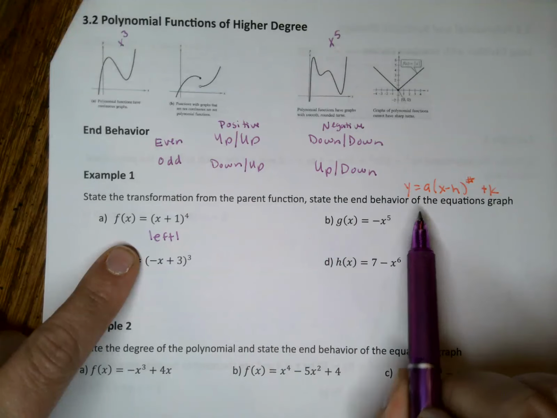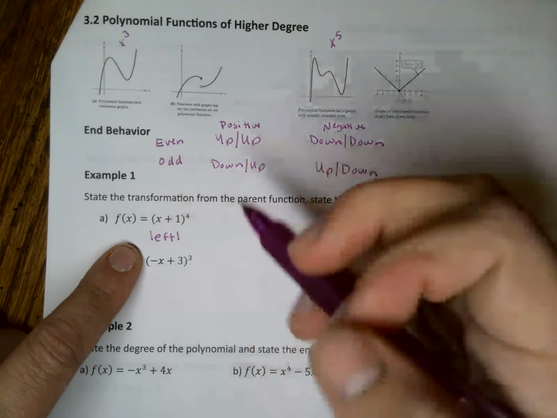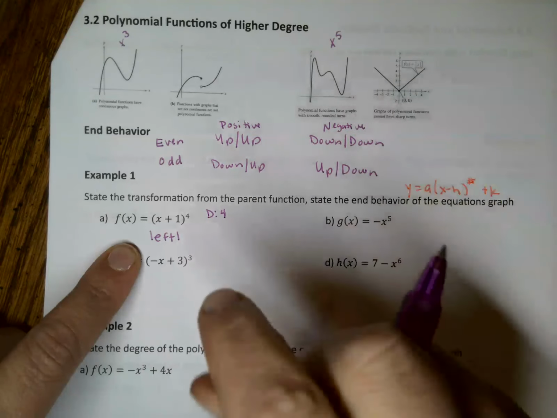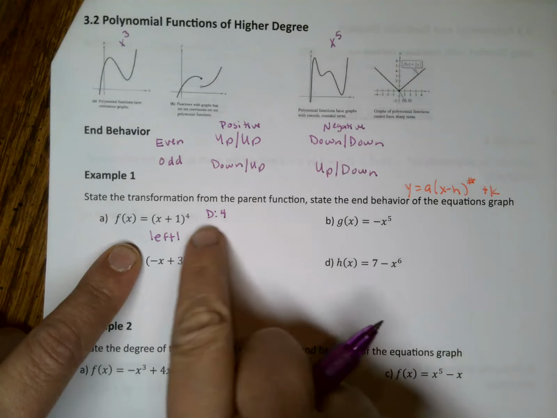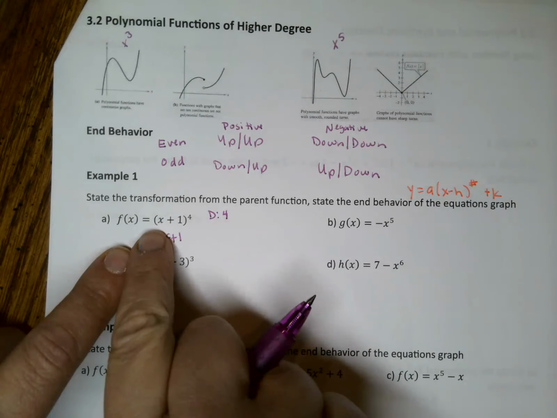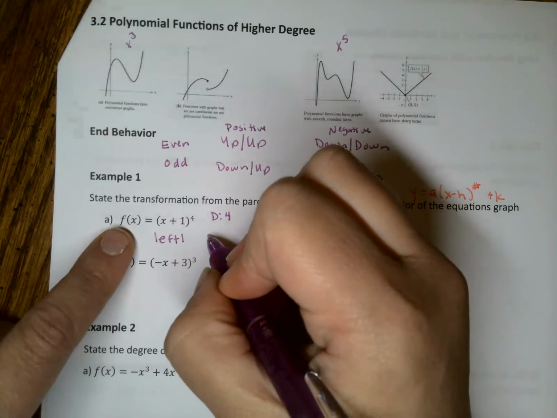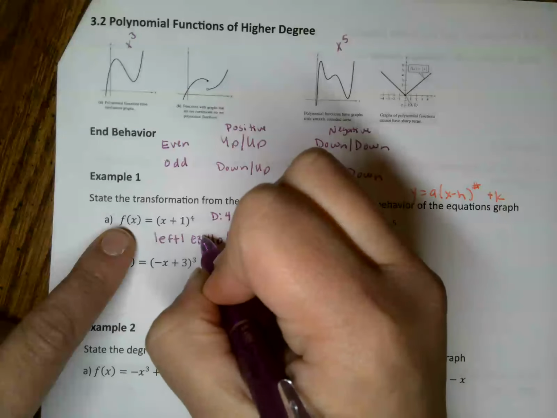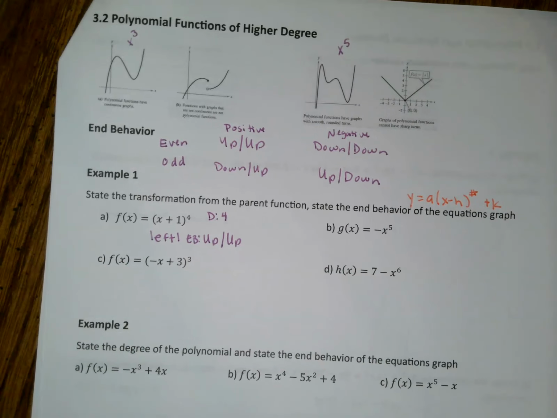And now I'm looking at my end behavior. So first I have to decide my degree. My degree here is even. My degree here is 4. That means it's either going to be up, up, or down, down. I'm looking at my leading coefficient, so anything in front right there, like my A value. It is positive, so this will be up, up. My end behavior. Right now I want you to pause the video and try to do B, C, D by yourself.